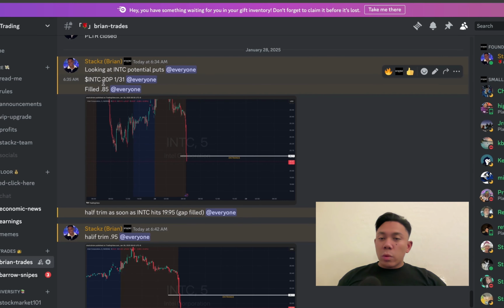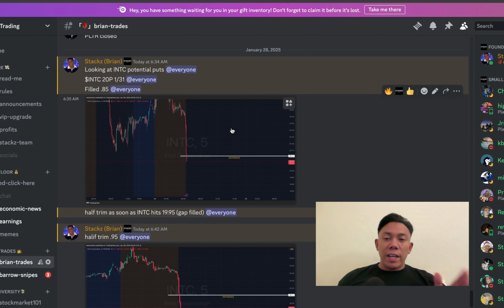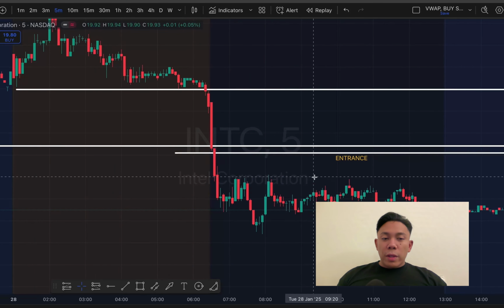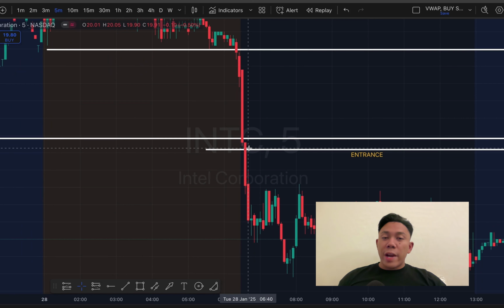Now, in the Discord, I told everyone I'm going to be entering into Intel 20 puts expiring on 1/31. I filled into these contracts at 85 cents per contract. Now, keep in mind, these contracts are relatively cheap, so you could purchase multiple to try to get your money up.